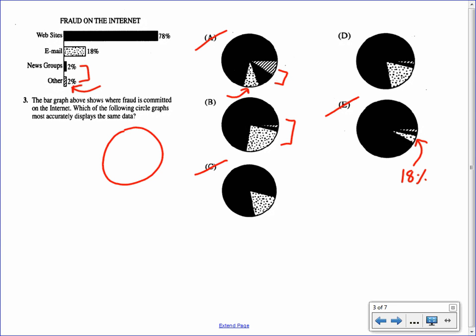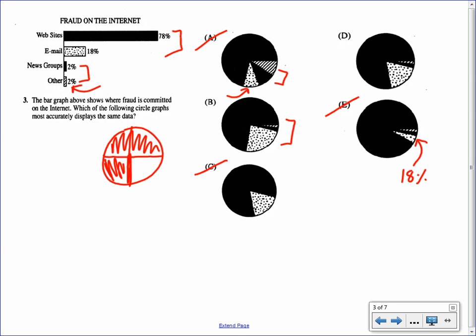So now we just have one last thing to consider. Is the black slice 78% in these leftover pie charts, or does it look like it's not big enough? One thing to keep in mind is that 75% is going to be 3/4. At least it's going to be a little bit more than 3/4 of the total pie. So that has to be a really big slice. So let's see between B and D if either of those seem like they have a slice that's even bigger than 75%.